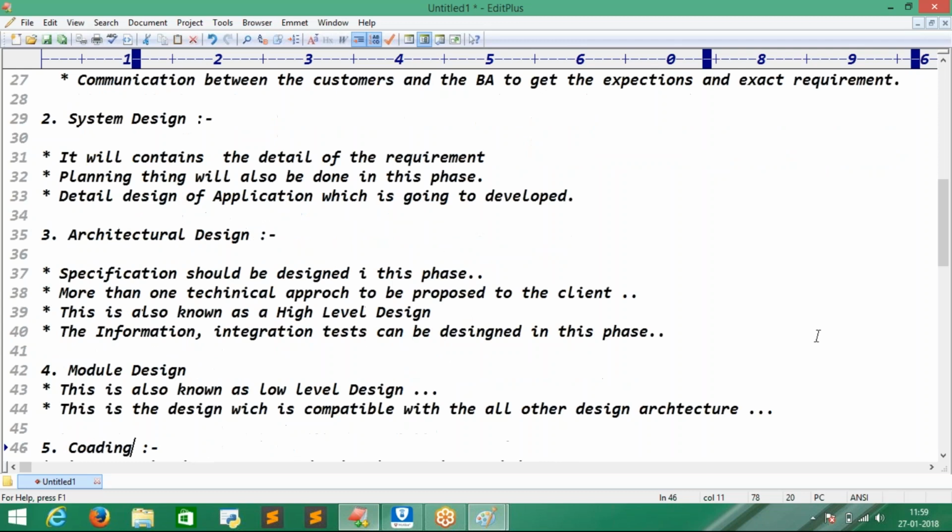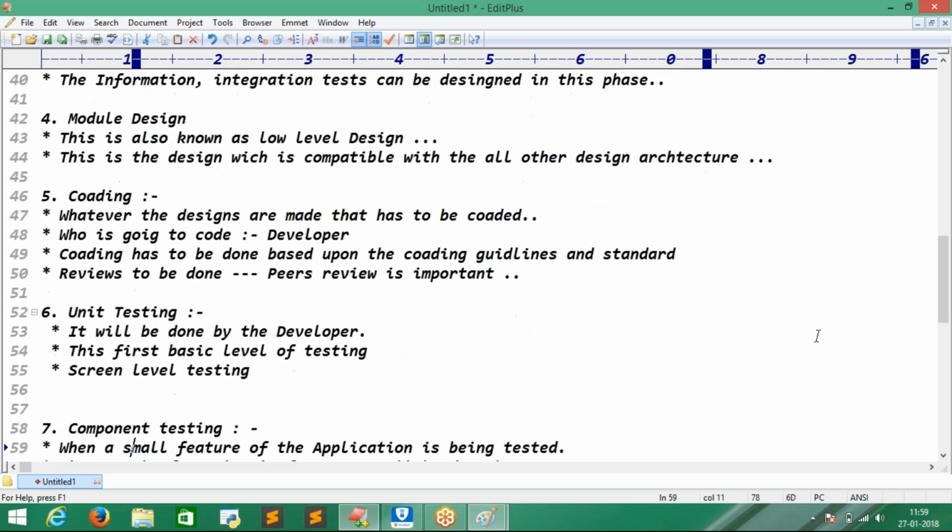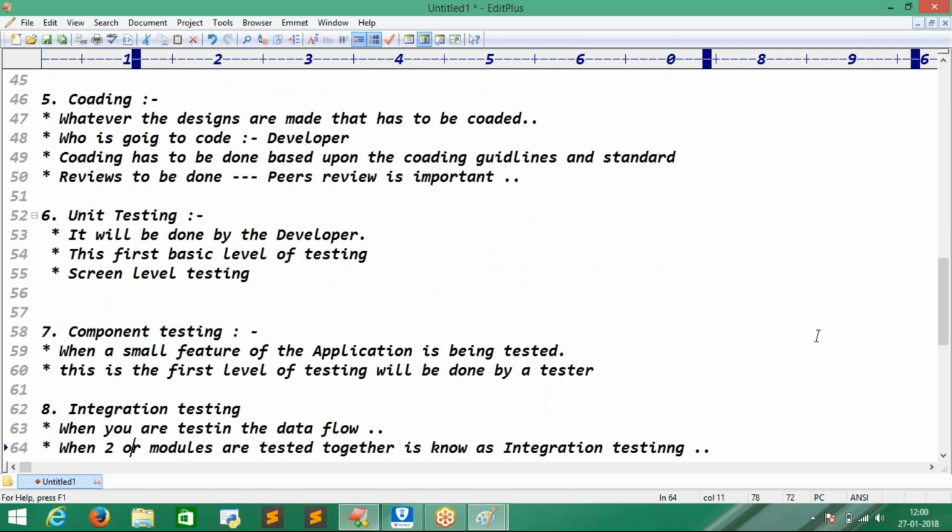Next we have the architectural design, because this is based upon the specification, and in this phase more than one technical approach may be considered. This phase is also known as high level design, and its information integration is based upon the phase. Next comes the module design. The module design is also known as low level design, a design which is compatible with all other design architecture.